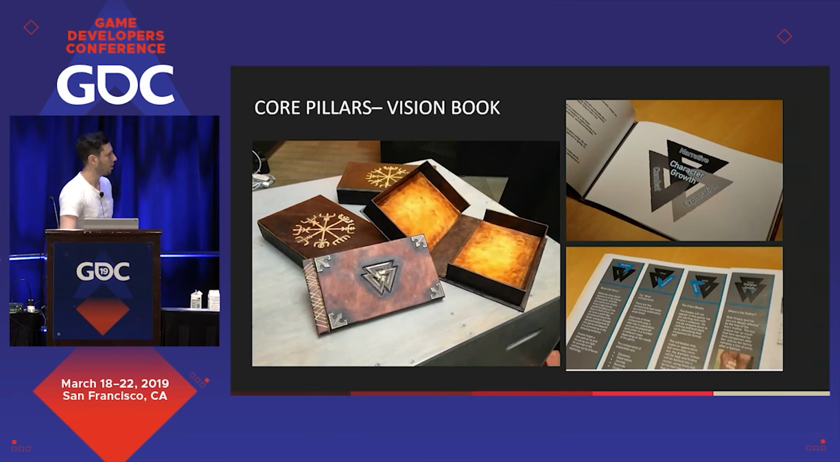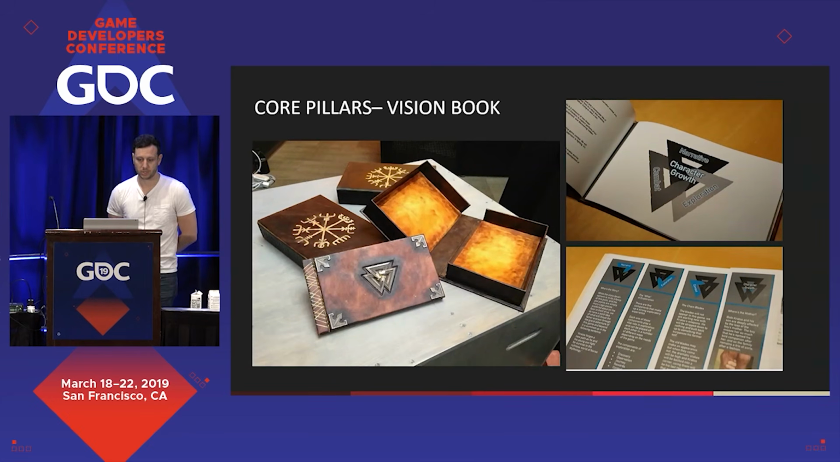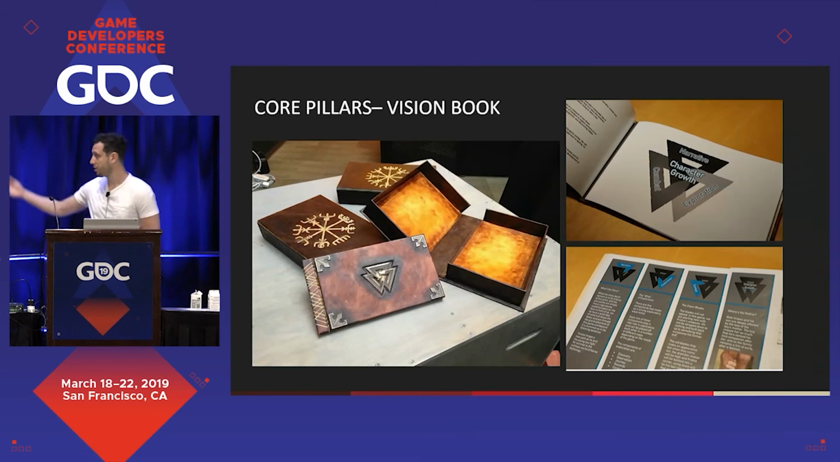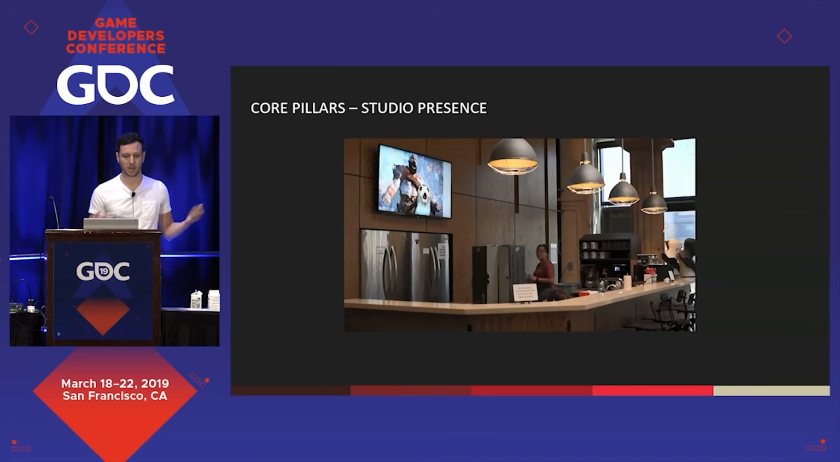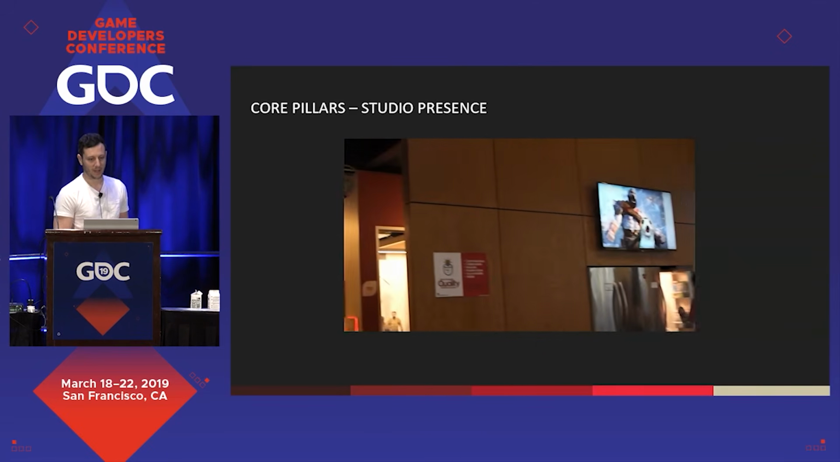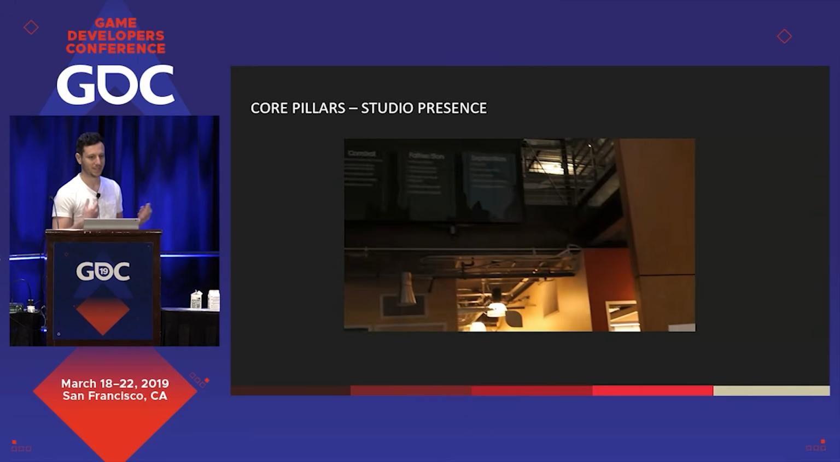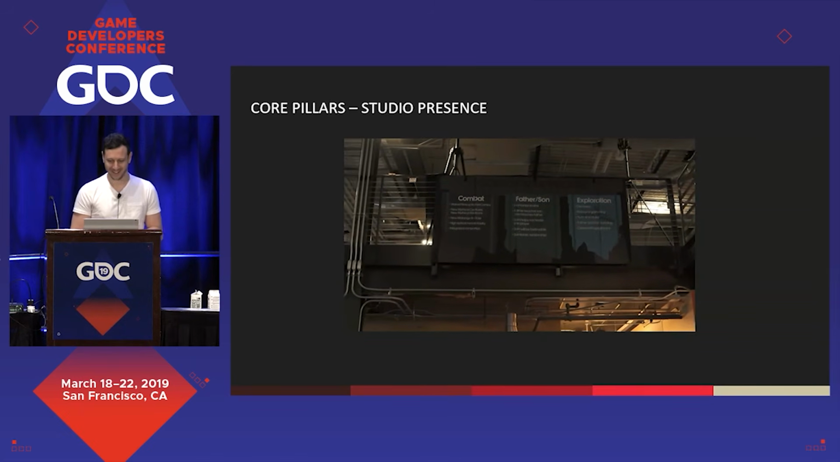Here's a quick version of Vision Book. This is the one that Corey put together. I think it was fabulous. In fact, you can see all through the book that combat, narrative, and exploration are very heavily represented. In fact, Corey believed so strongly in these three pillars that you pretty much can't get a cup of coffee at the studio without having to look at it, which is a particularly good way to start sort of brainwashing everyone.